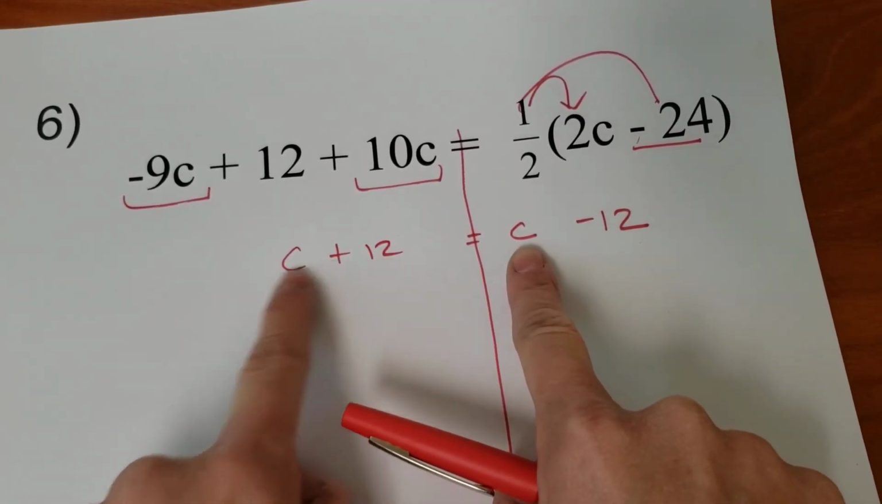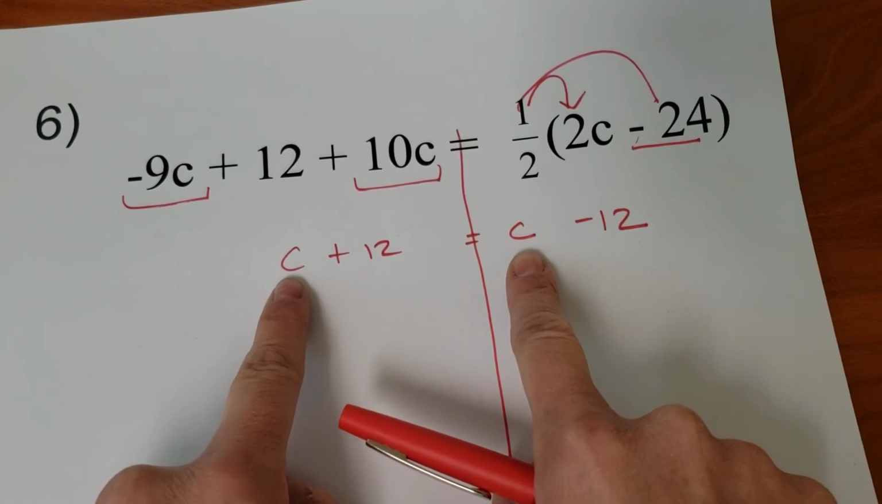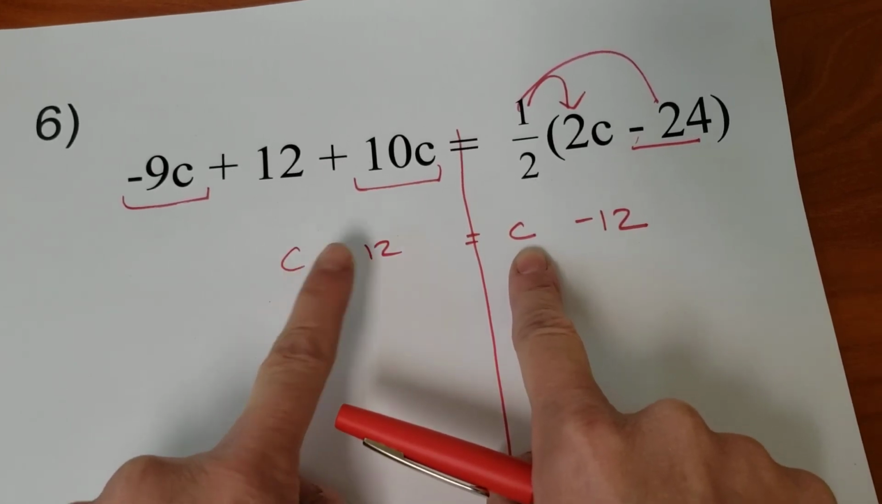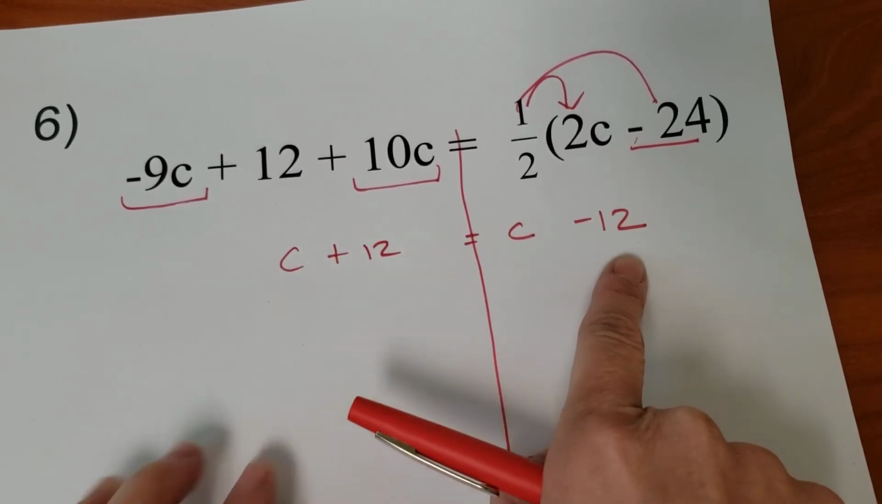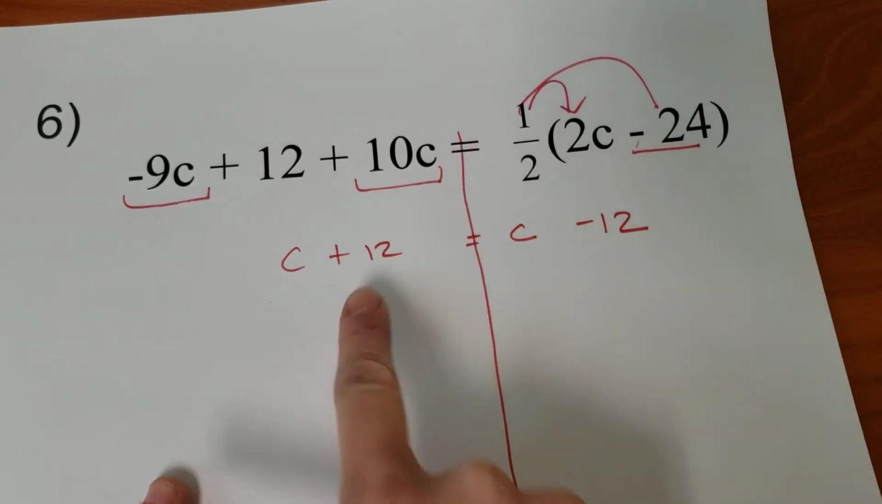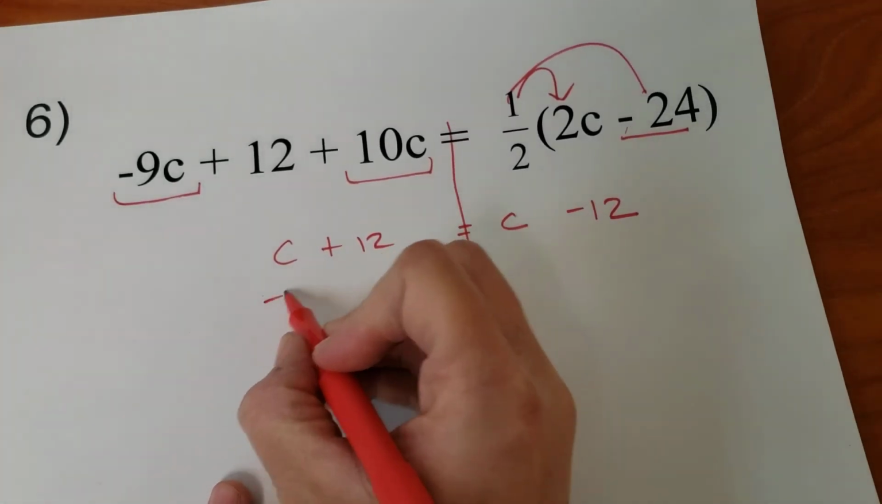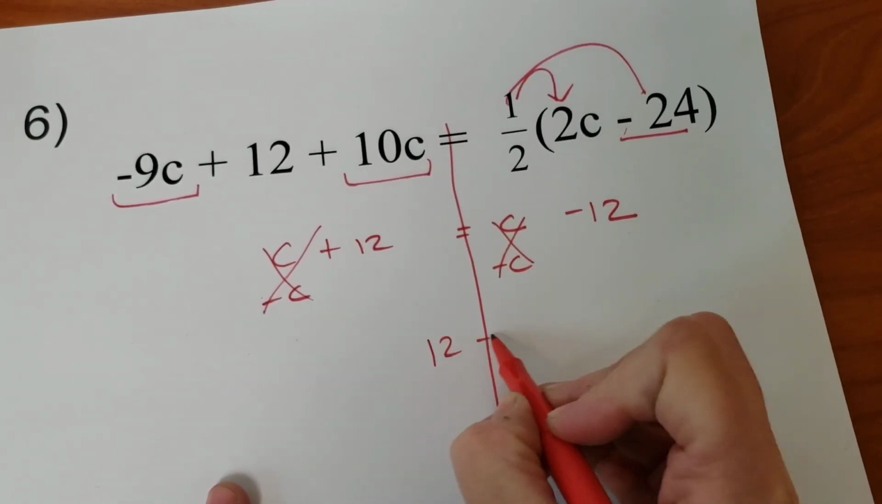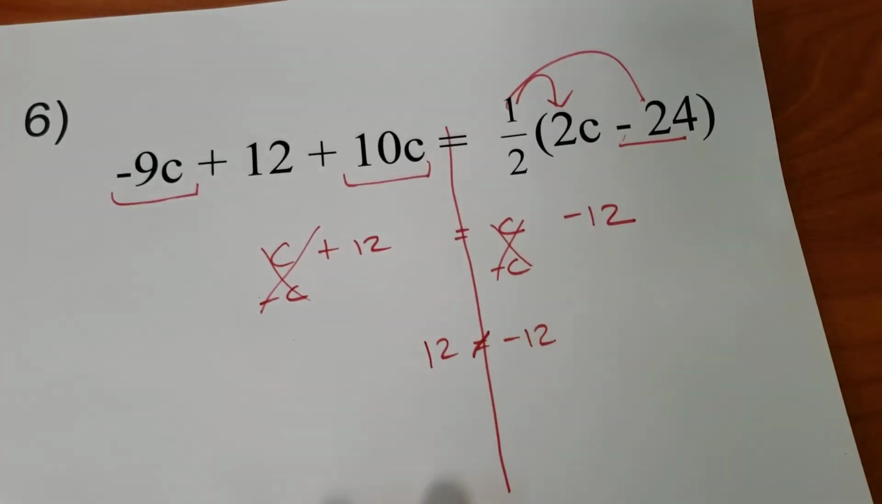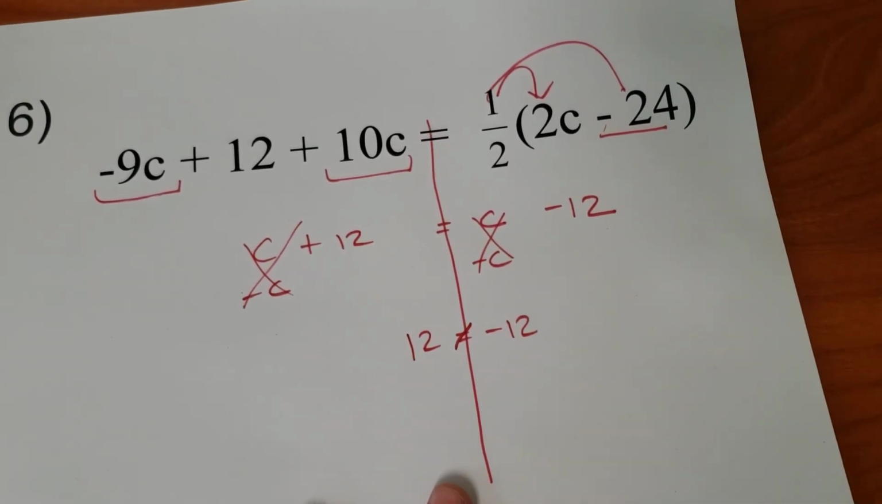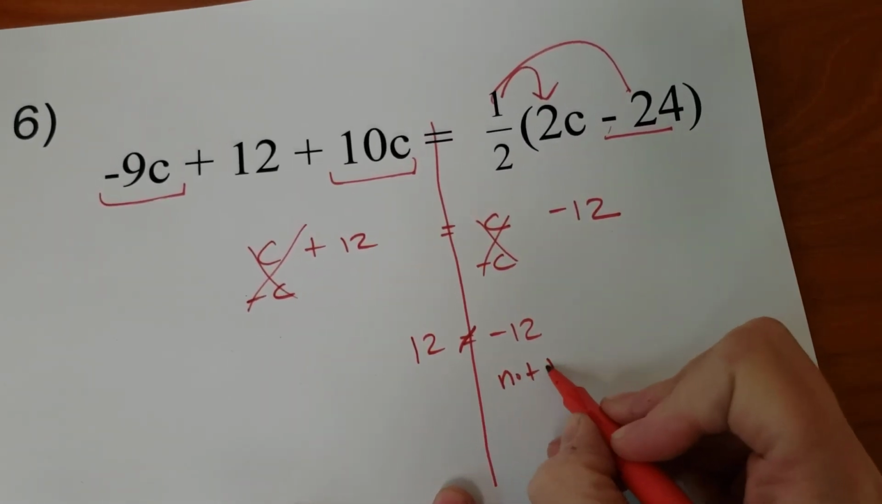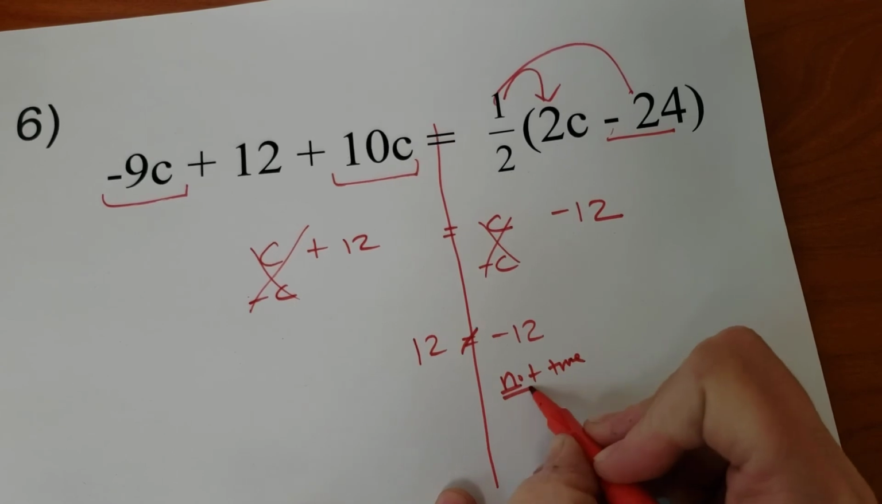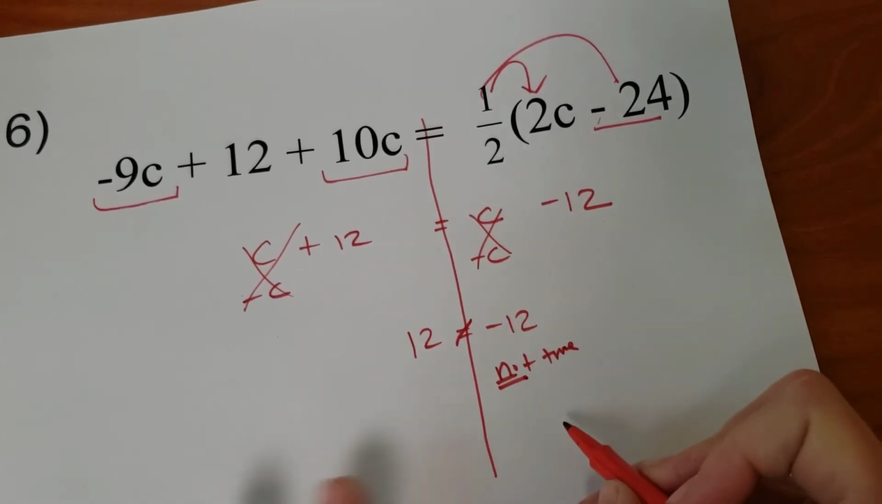Think about if I plug in any number for c. If I add 12, I plug in any same number right here for c, same number, right? Let's say I put a 10. If I add 12 over here and take away 12 over here, this side is always going to be 24 bigger. So let's continue solving it. What if I were to minus the c? Do you see how it cancels out? And I end up with 12 equals negative 12. Not true. No solution. Think of the words not true. No solution, right?